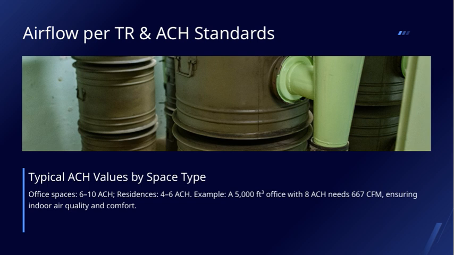For example, imagine we have a 5,000 cubic foot office with an OC of 8. To meet this standard, it would need approximately 667 cubic feet per minute, or CFM, of fresh air. This ensures that the indoor air quality is maintained at a healthy level, preventing issues like stale air or buildup of indoor pollutants. Understanding these ACH standards is key to designing effective ventilation systems. It helps us balance energy efficiency with occupant comfort and health.